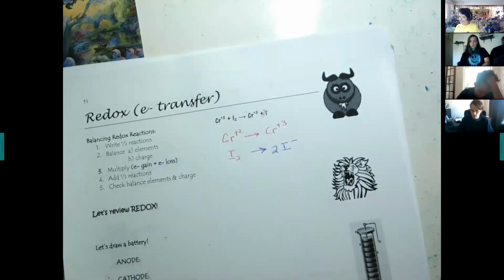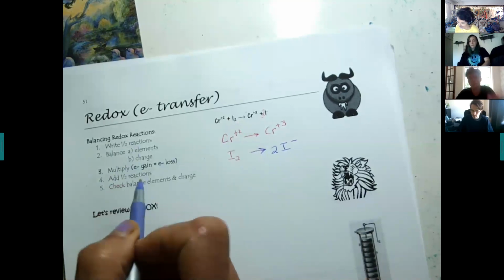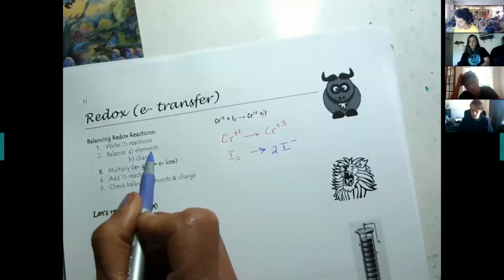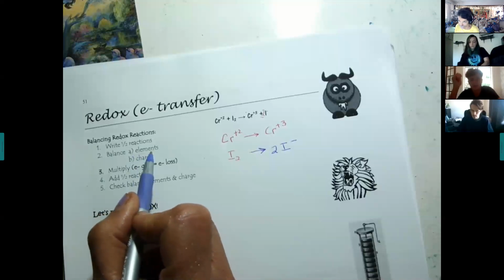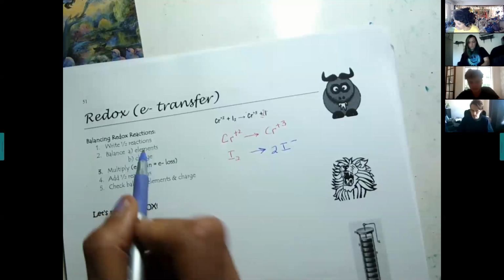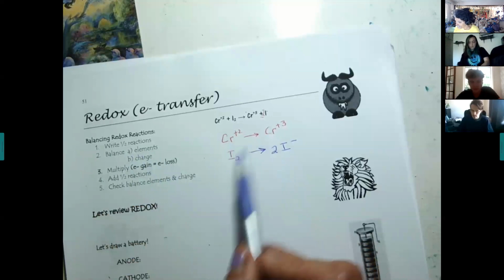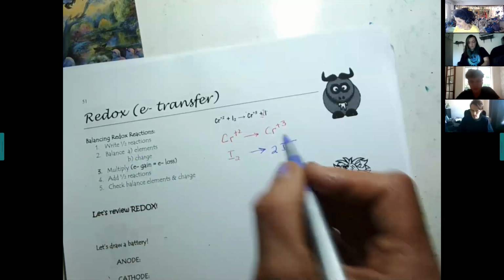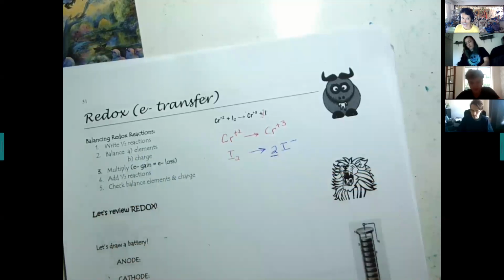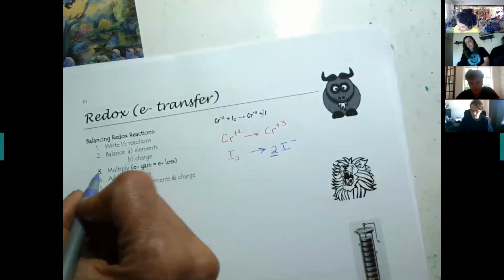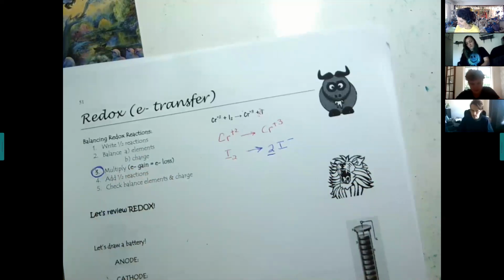Keep things on the same side of the arrow as they were initially. As a guideline, you first balance the elements, which we learned way back in Chemistry 221. The chromium was already balanced, but for the iodine we would need a coefficient of 2 there.